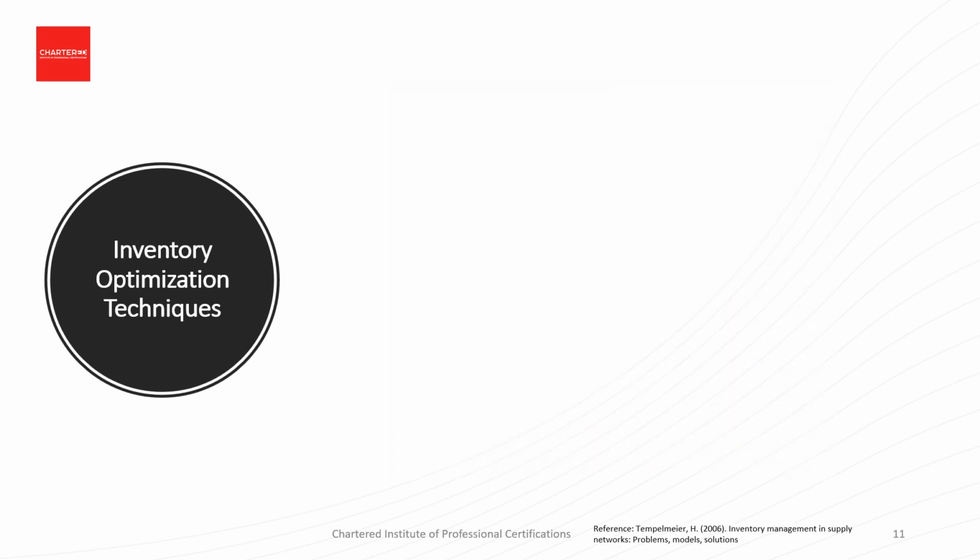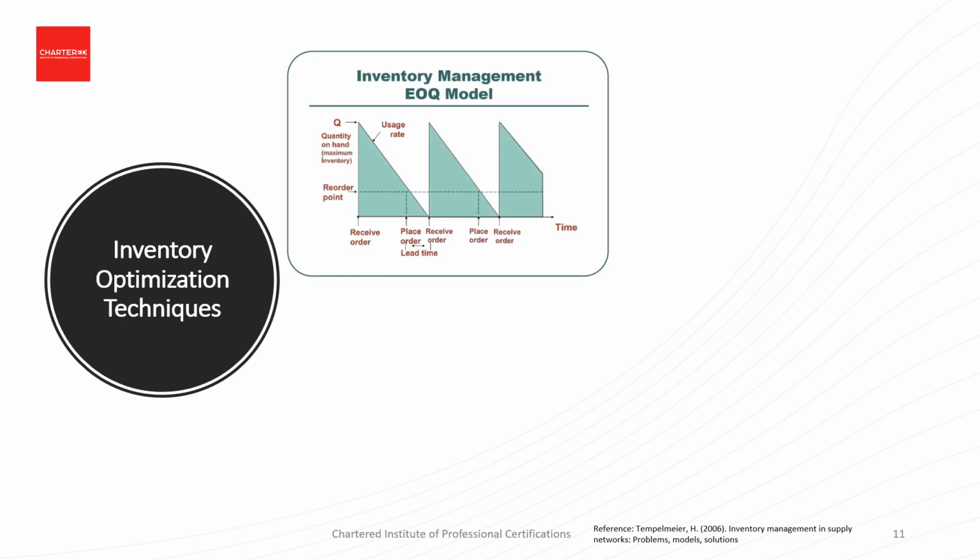One such technique is the economic order quantity, or EOQ model. Now, this is a classic inventory management tool that calculates the optimal quantity of inventory to order to minimize total inventory costs. These costs include ordering costs such as shipping and handling, and holding costs such as storage and insurance.